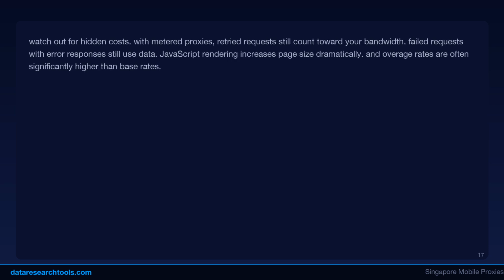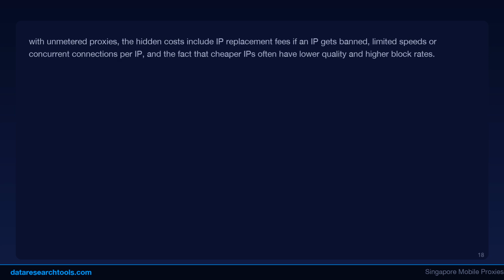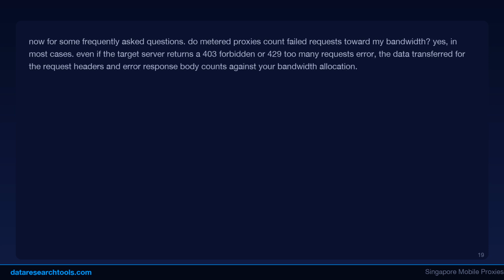Watch out for hidden costs. With metered proxies, retried requests still count toward your bandwidth. Failed requests with error responses still use data. JavaScript rendering increases page size dramatically, and overage rates are often significantly higher than base rates. With unmetered proxies, the hidden costs include IP replacement fees if an IP gets banned, limited speeds or concurrent connections per IP, and the fact that cheaper IPs often have lower quality and higher block rates.